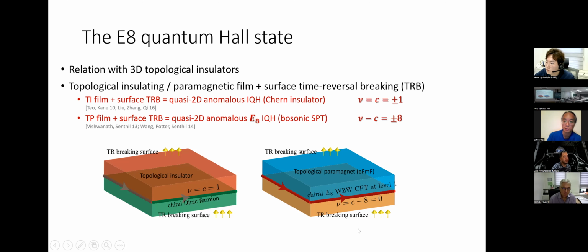There is another type of topological insulator called the topological paramagnet. So that is not a topological insulator, the conventional one. But in this interacting version, if you break the time reversal on the top and bottom surface, it turns out that you end up with an E8 chiral conformal field theory that runs along the boundary. So we can, in some sense, think of this E8 conformal state as the Chern insulator analog of this topological paramagnet thin film construction.